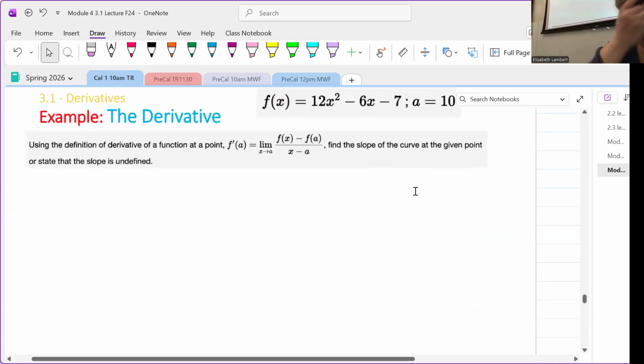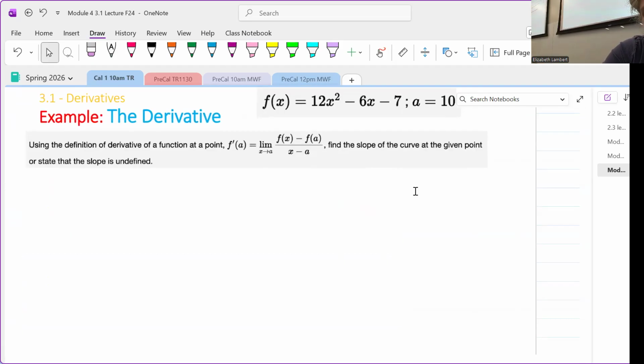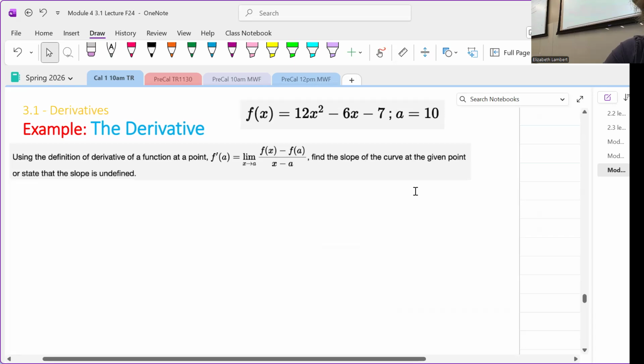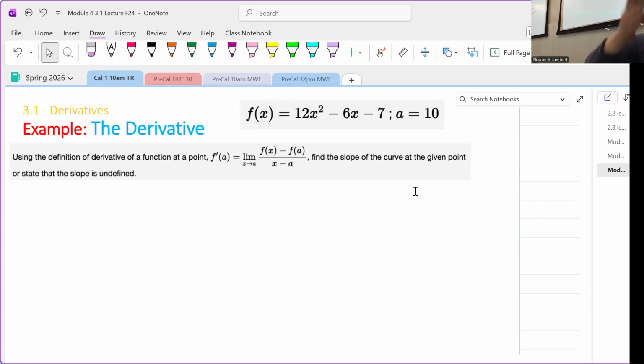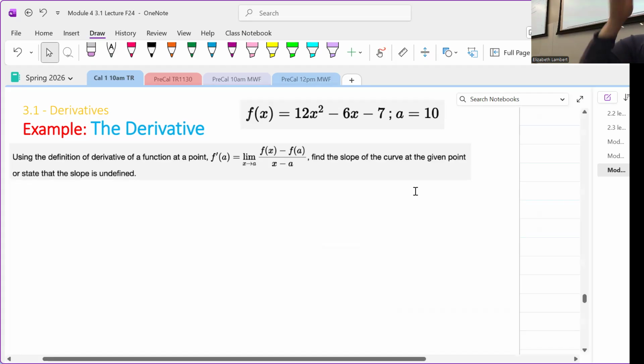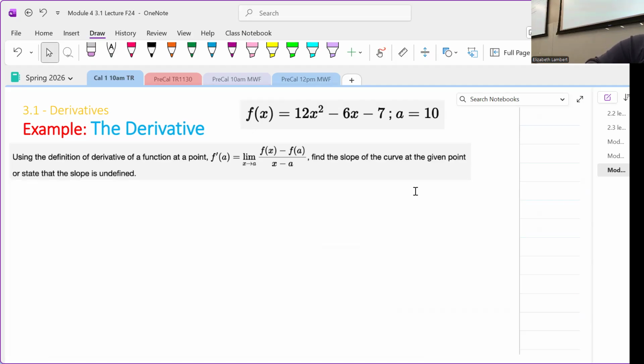So a lot of your homework for 3.1 is going to be: find f prime of a for f of x blah and a blah. Or there's a caveat: state that the slope is undefined. We can't actually have points on a graph where the slope is a vertical line. And a vertical line has undefined slope because it's all rise and no run. Most of the time, though, we're going to get a number. Undefined slope points are actually pretty rare.